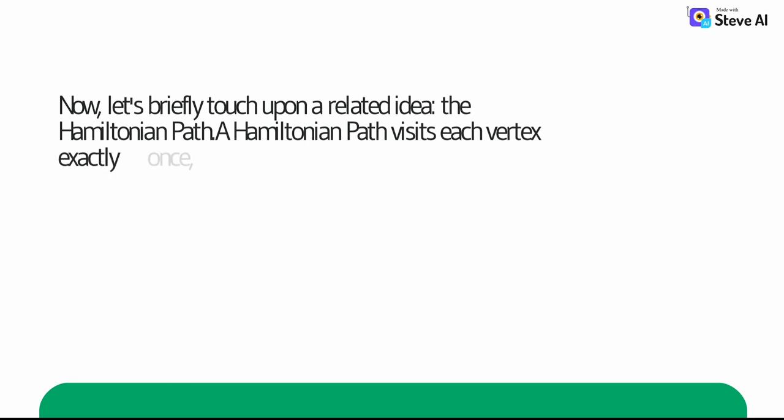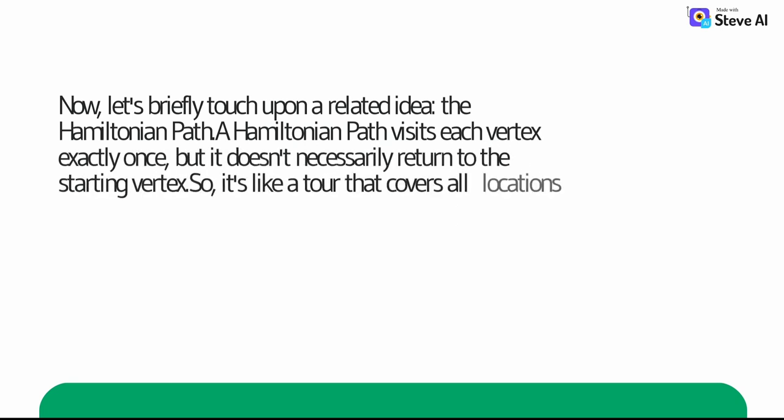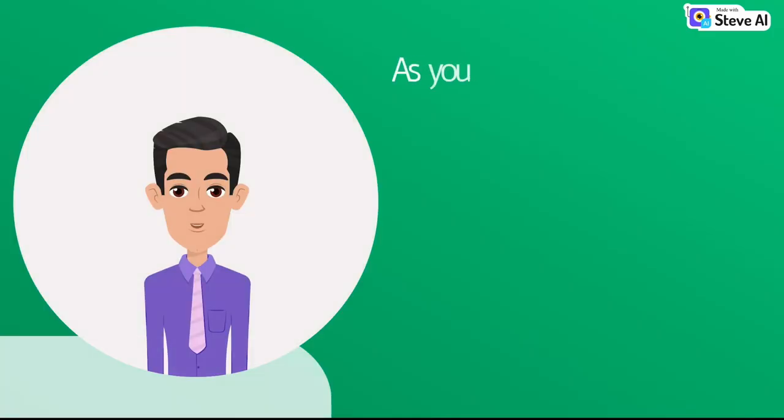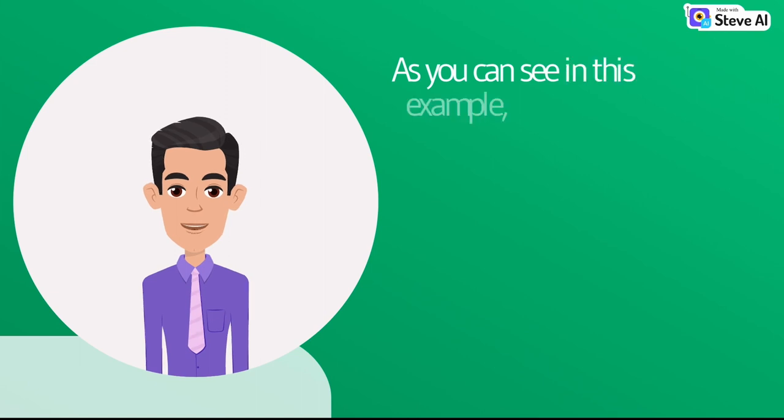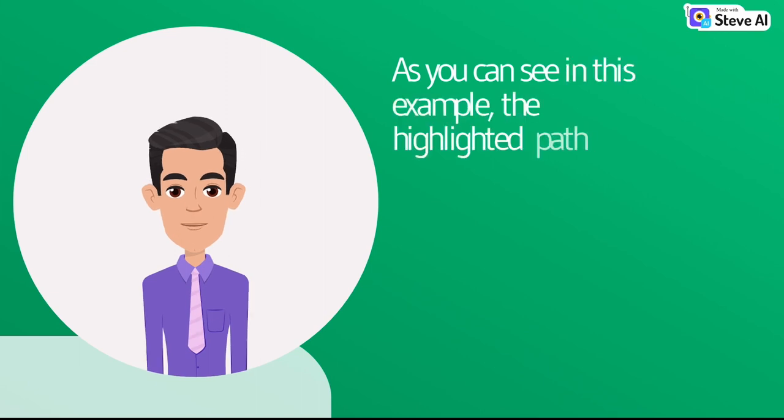Let's briefly touch upon a related idea, the Hamiltonian path. A Hamiltonian path visits each vertex exactly once, but it doesn't necessarily return to the starting vertex. So, it's like a tour that covers all locations but doesn't complete a full circle. You can see in this example, the highlighted path visits every vertex once, but the final vertex is different from the starting one.